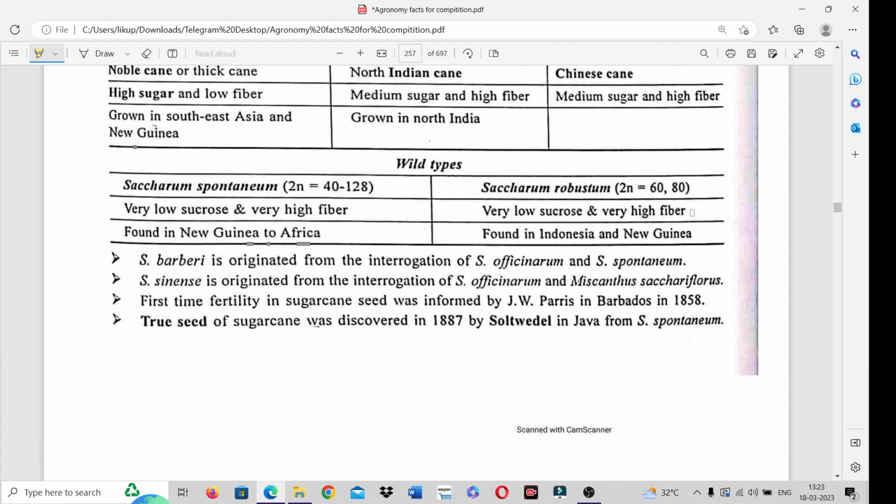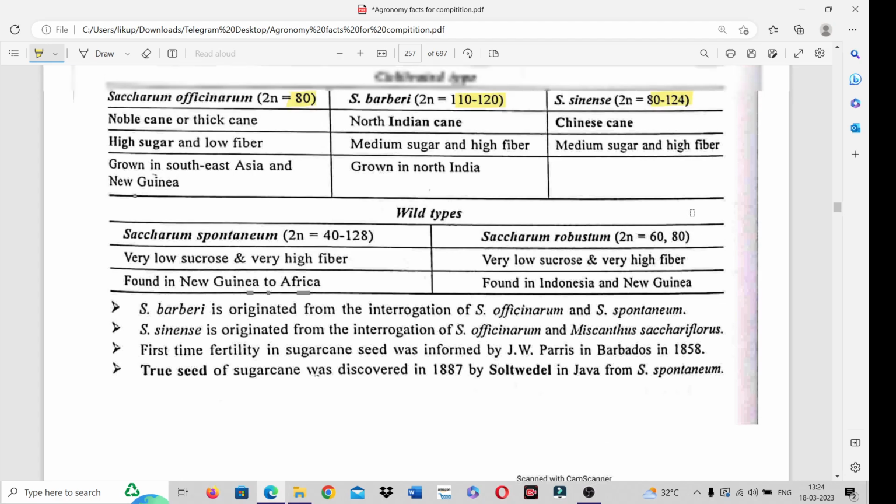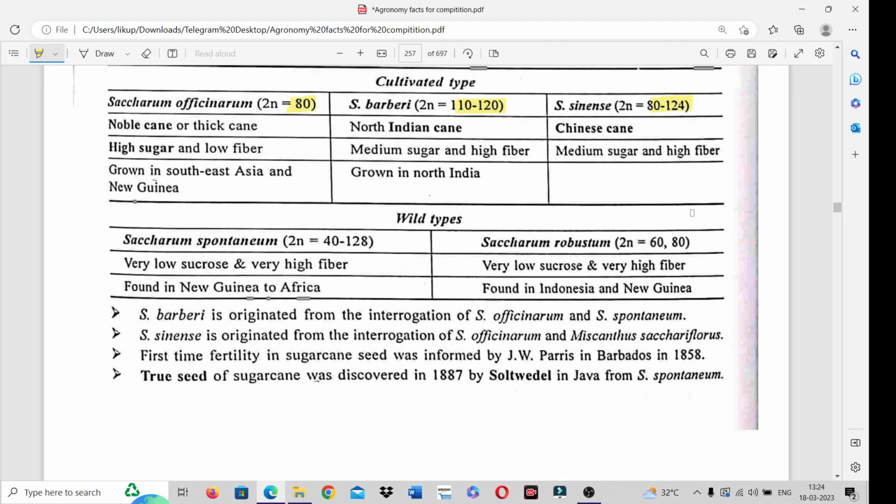Saccharum barberi originated from the interbreeding of Saccharum officinarum and Saccharum spontaneum. That is Saccharum barberi, known as Indian cane. Sinensis originated from the interbreeding of officinarum and Miscanthus sacchariflorus.